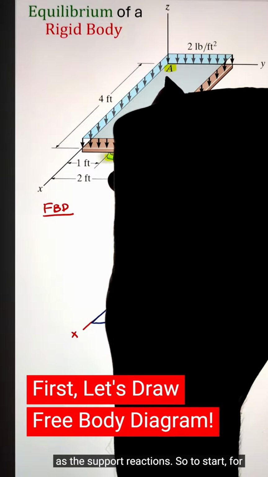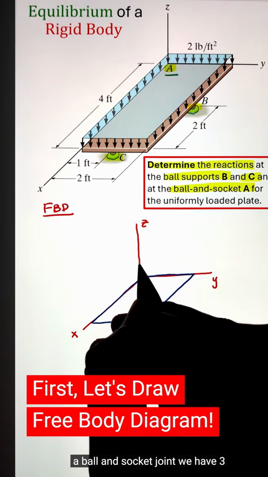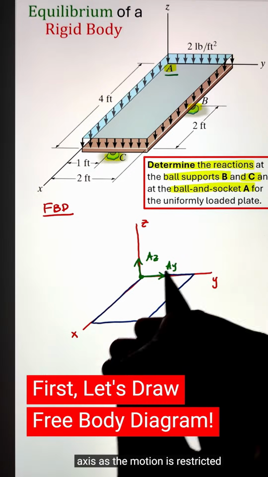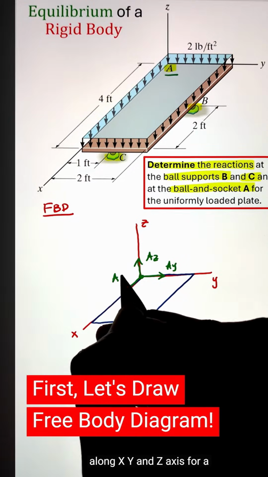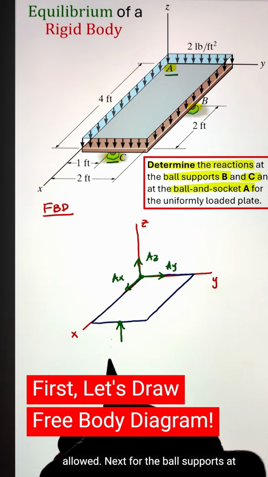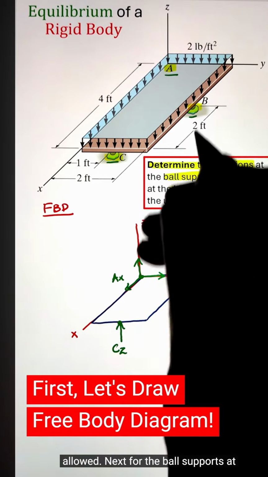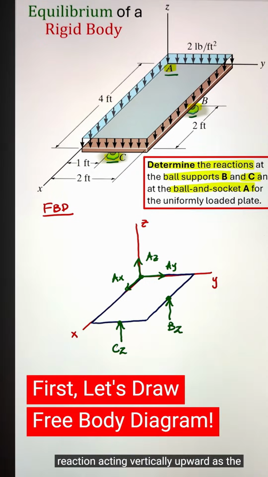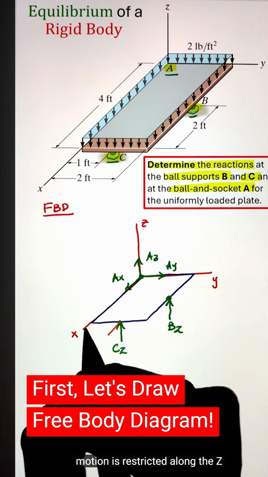To start, for a ball and socket joint, we have three support reactions going along the X, Y, and Z axes, as the motion is restricted along X, Y, and Z for a ball and socket joint and the rotation is allowed. Next, for the ball supports at points B and C, we have just one support reaction acting vertically upward as the motion is restricted along the Z axis.